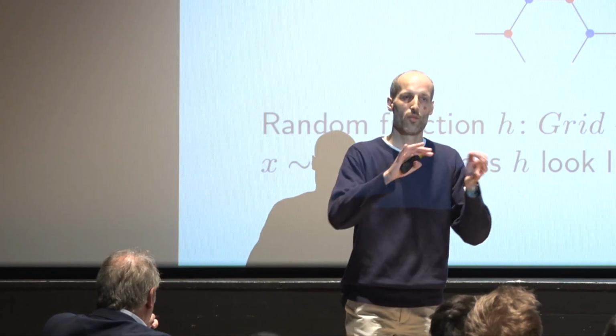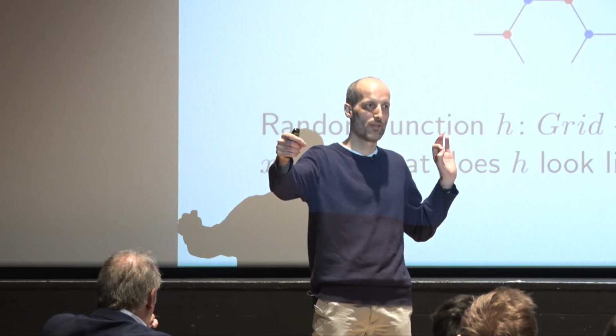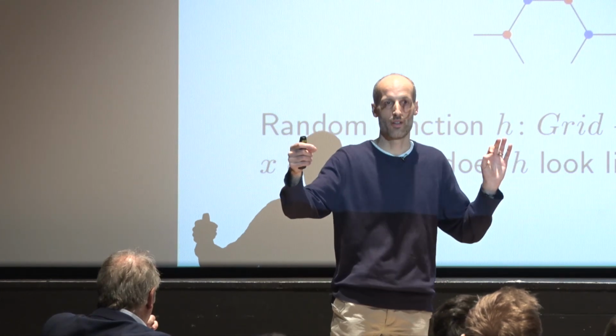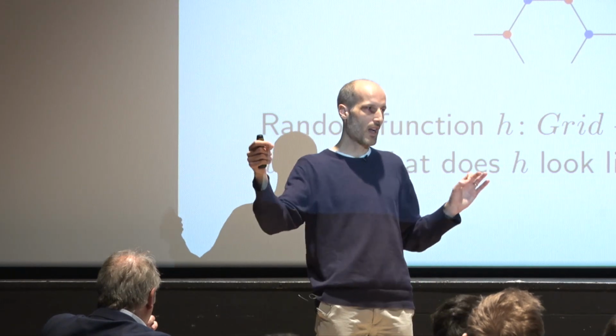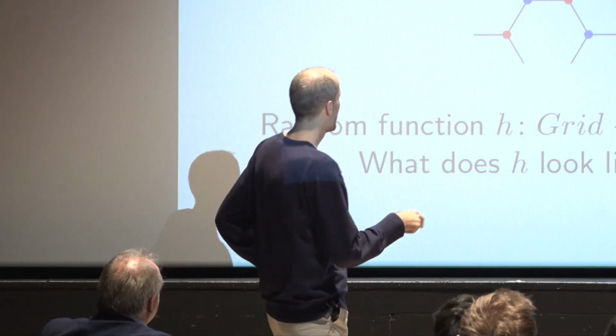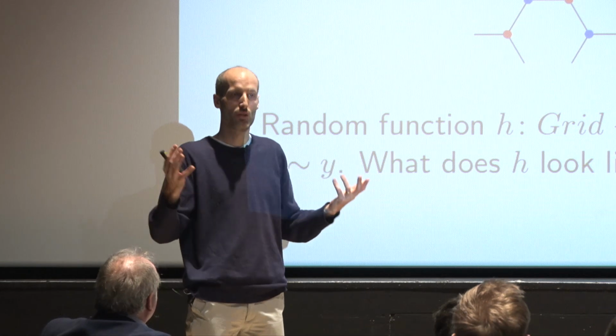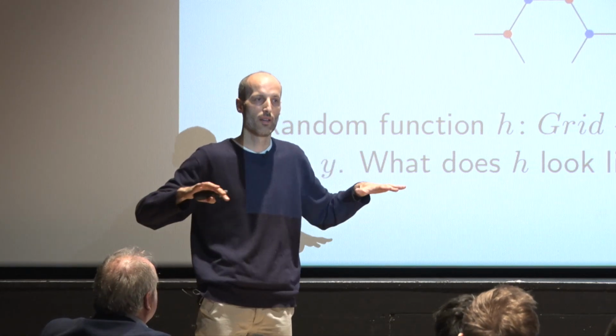Brownian motion was a random function of time, okay? And time is 1-dimensional. So now what if you replace time by space? Say a 2-dimensional space. What about the random function? What is a natural random function on the plane?